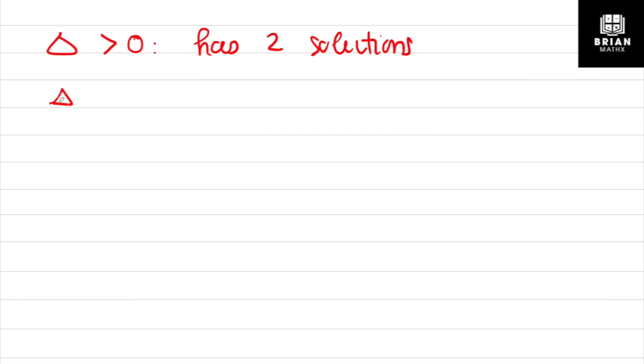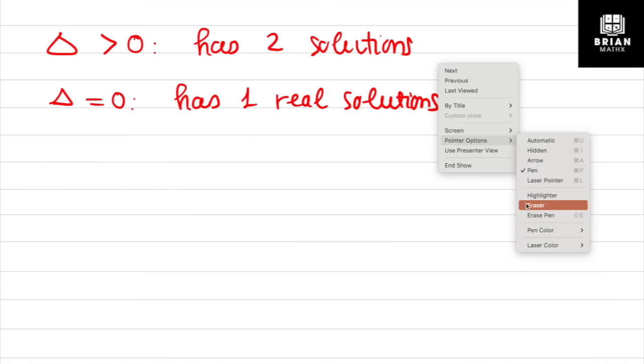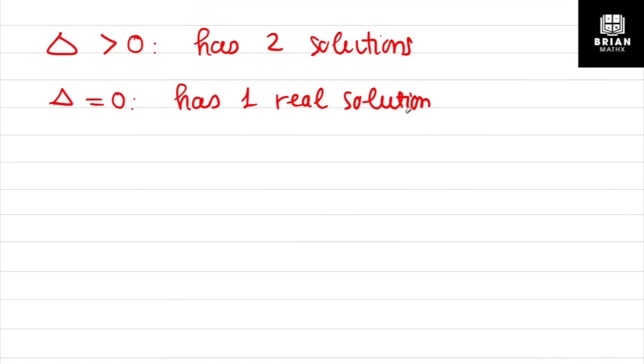For the discriminant of a quadratic equation, you have three cases. The first case, when the discriminant is greater than 0, means the quadratic equation will have two distinct, or different, solutions. And when the discriminant is equal to 0, the equation has one real solution, or another name for this is one repeated solution.